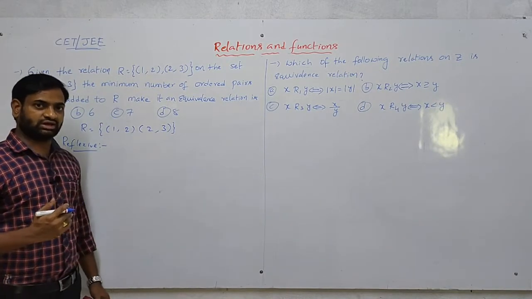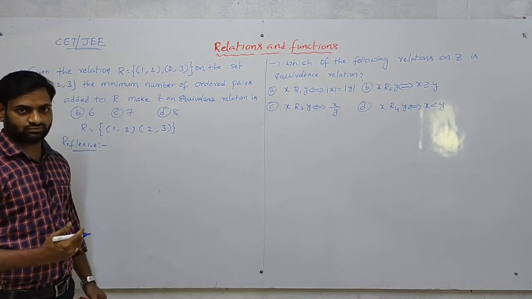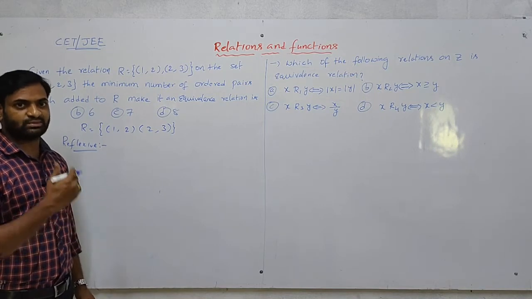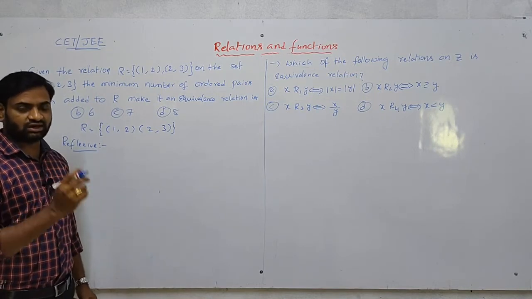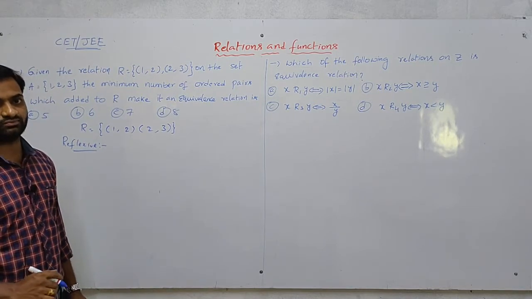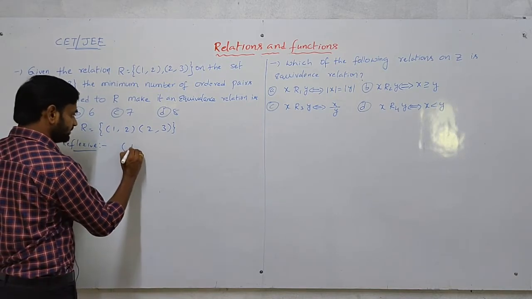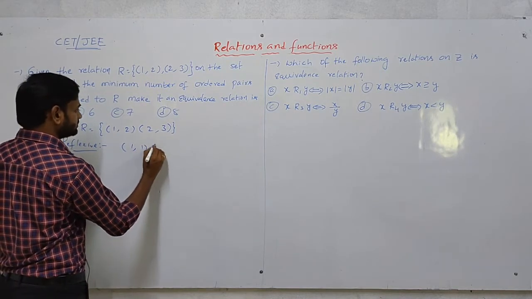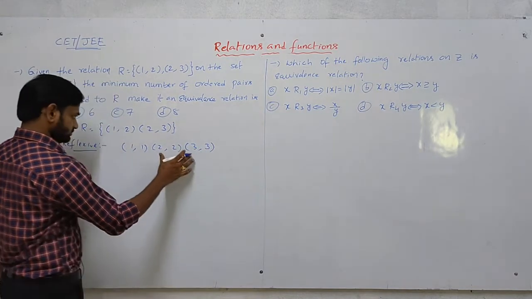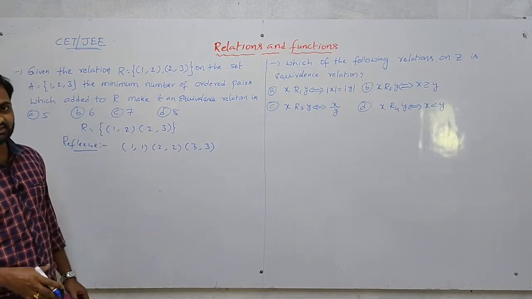So how many elements are there? Each element in R should be related to itself. If 1 is there, then (1, 1); if 2 is there, then (2, 2); if 3 is there, then (3, 3). Those ordered pairs should be in R, then we can say it is reflexive. So first I want to make this reflexive. That's why I have to add the ordered pairs (1, 1), (2, 2), (3, 3). If these are in this relation, then we can say it is reflexive.